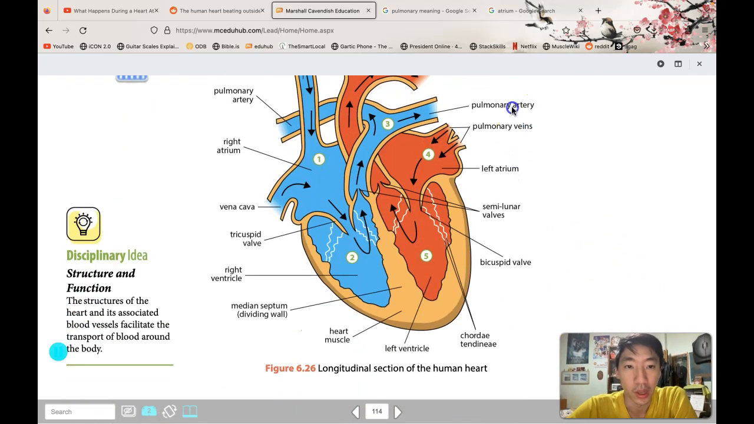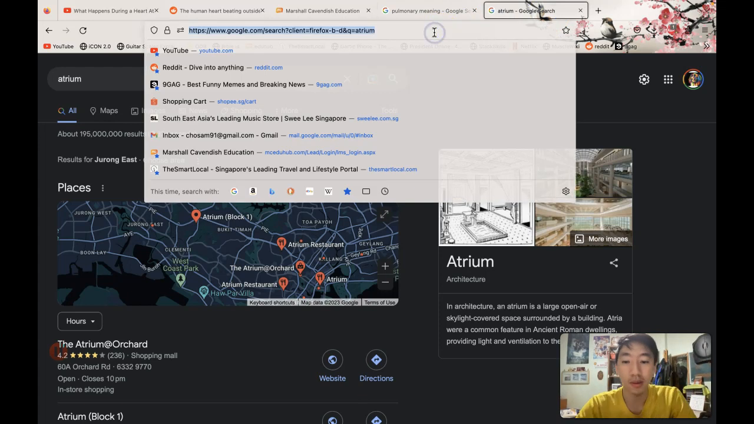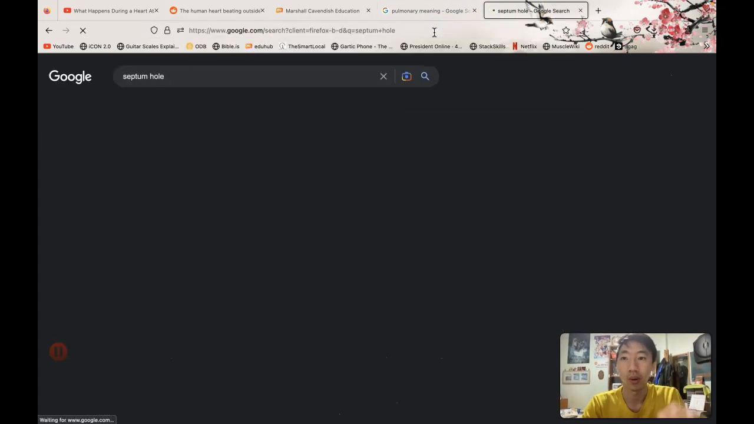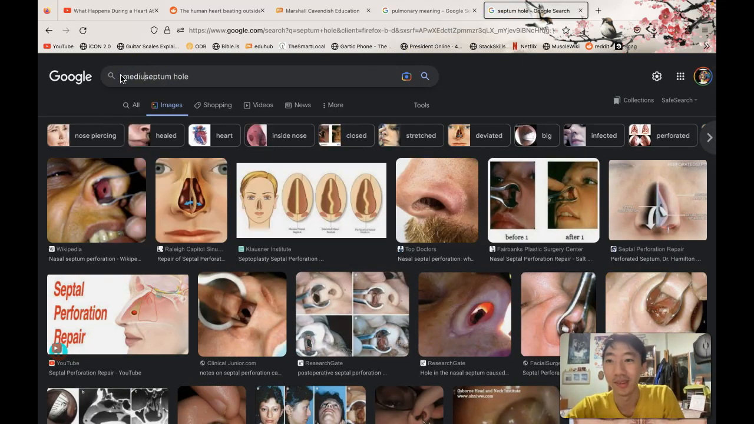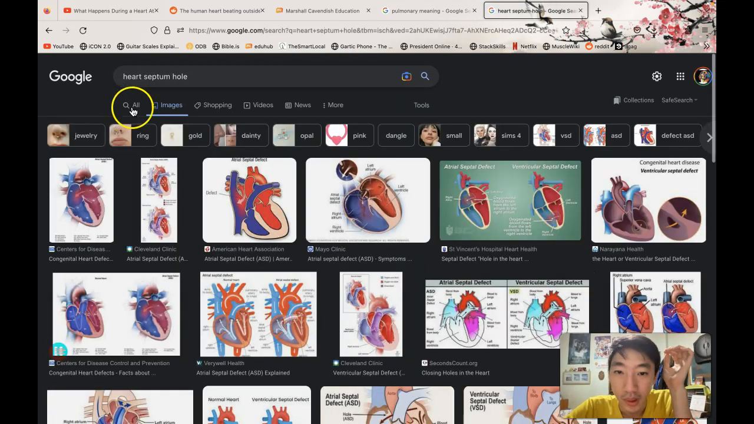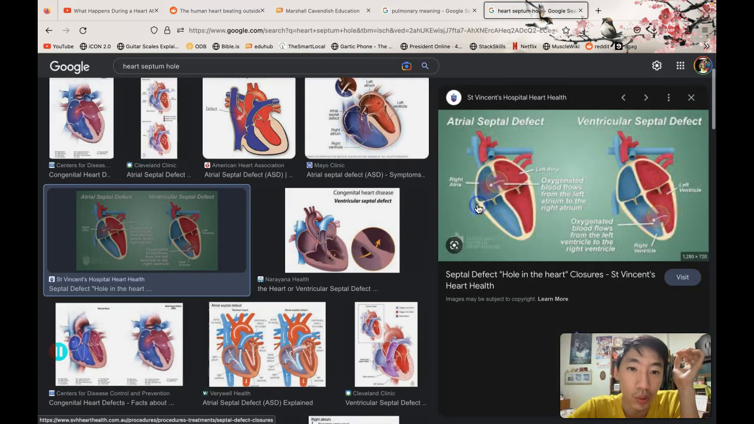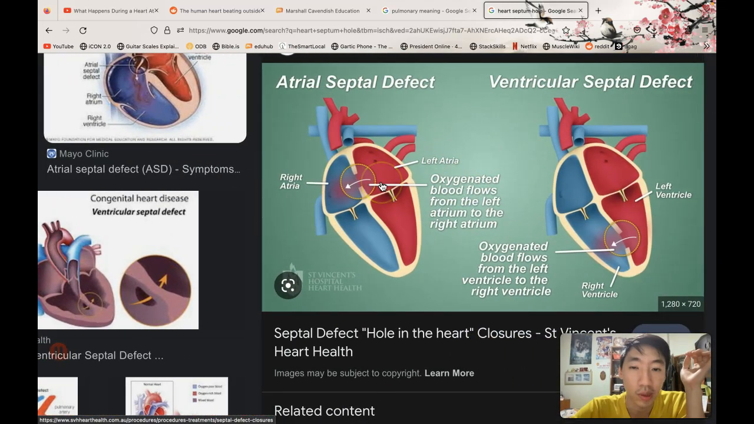Okay, so let's talk about this septum over here. There is this disease where there's a hole. Okay, so there's this disease known as septal defect. Basically it means that the septum is broken. It can be between the atria or between the ventricles. That means the wall is broken somehow. It's usually a genetic disease.